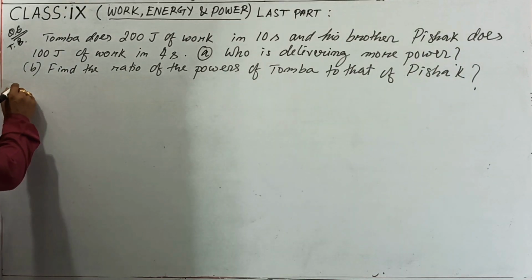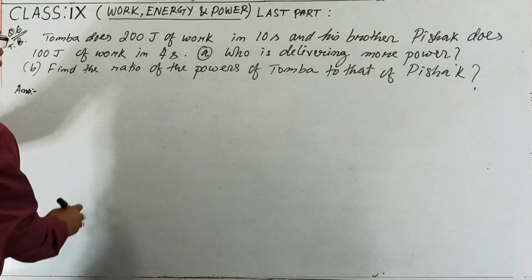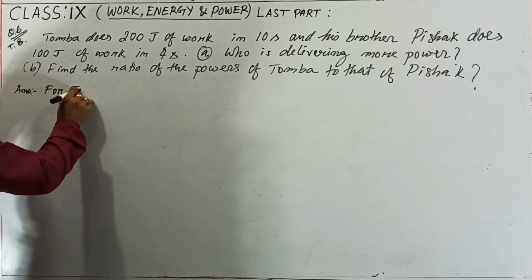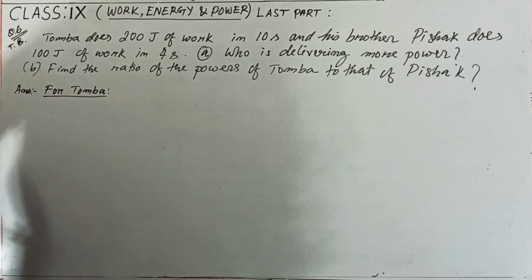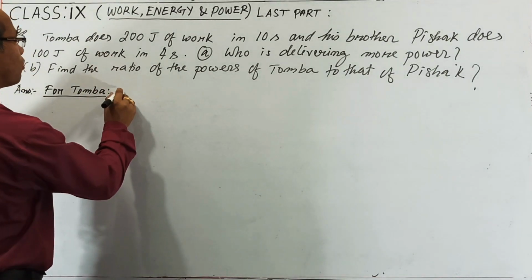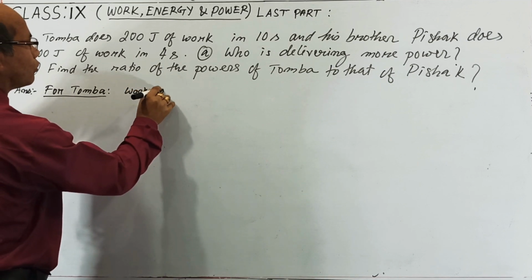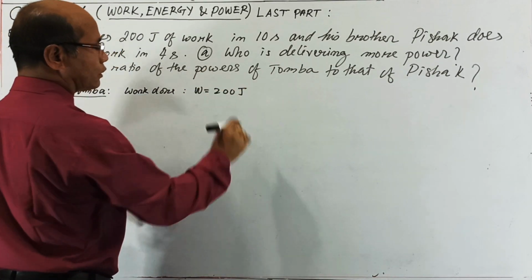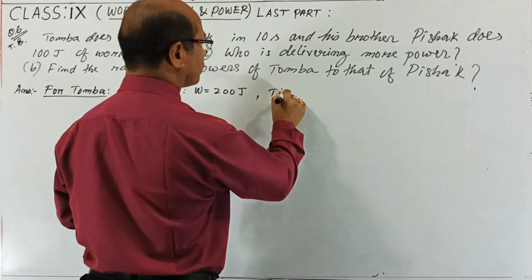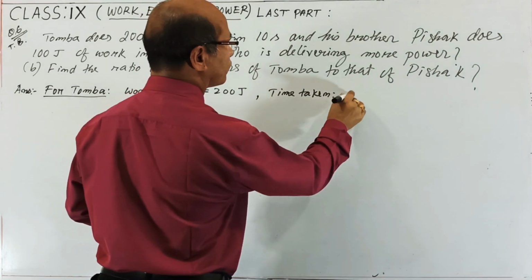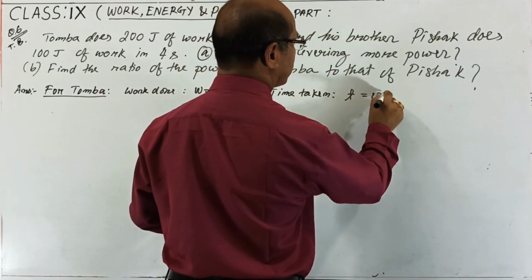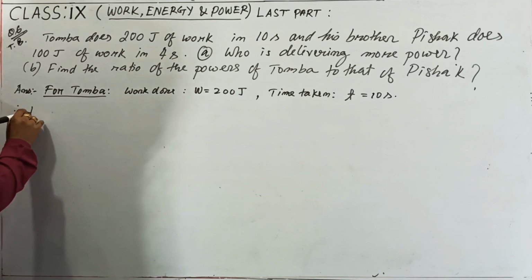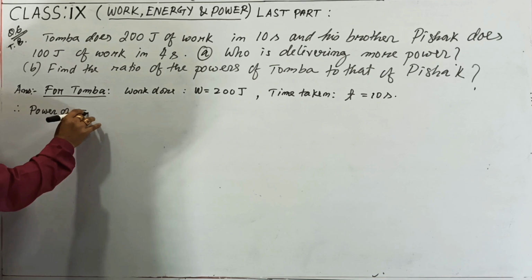Answer. First, the work done by Tomba is 200 joules. The time taken is 10 seconds. Therefore, the power of Tomba.